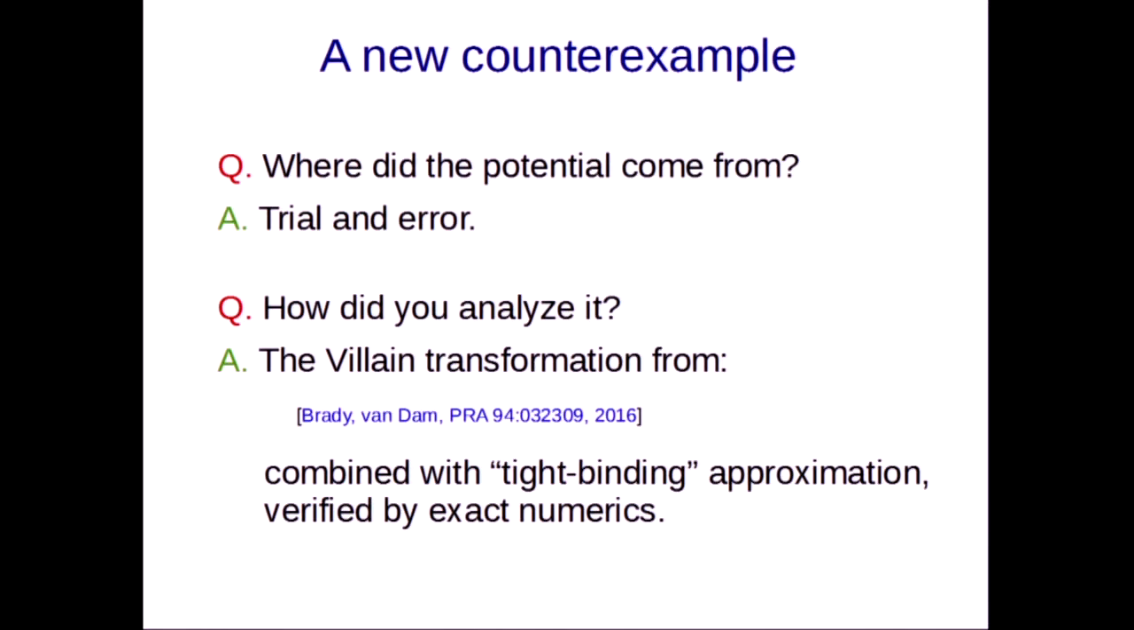Basically, we used a method from this nice paper by Brady and Van Dam, which is a formalization and elaboration of some ideas in an earlier Farhi, Goldstone, and Gutmann paper, which tells you how to analyze these potentials that depend only on Hamming weight. This allows you to transform your problem into a conventional quantum mechanics problem in one dimension, the sort that you do as an undergrad. That also ended up being a double well, which we then analyzed using a tight binding approximation and tested against exact numerics.